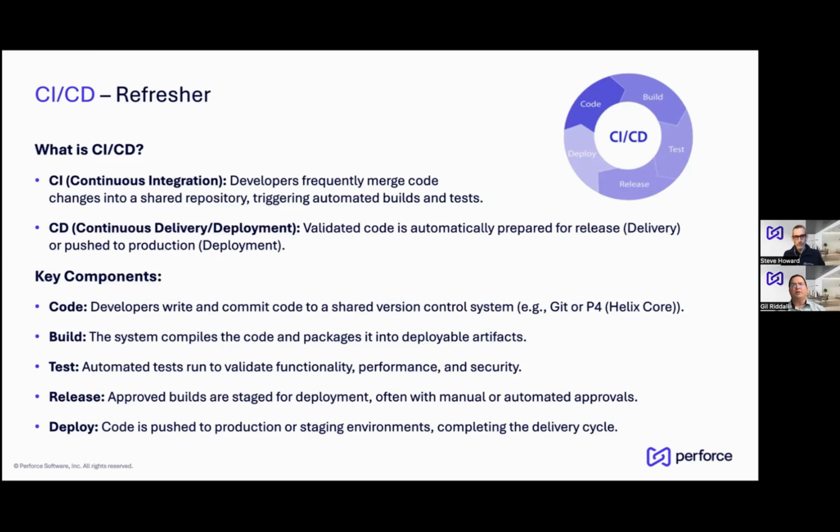Then there's the test piece, which is an important piece because you've got a lot of people that are merging code in here potentially. And so you want to have these automated tests in place to be able to validate the functionality and performance and the security aspects of your code. Then there's release. So you've got your approved builds that are staged for deployment. Sometimes there's automated approvals that happen. Sometimes there's manual approvals, but you have that release piece. And then finally deploy. So the code is pushed into production or sometimes into a staging environment. And that kind of completes the overall cycle. So when we talk about CI/CD, that's really what we're talking about.